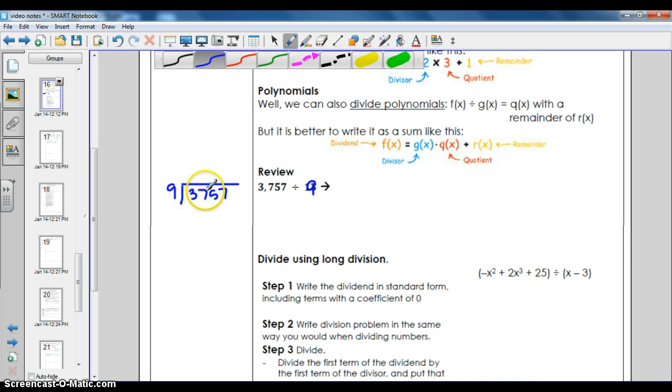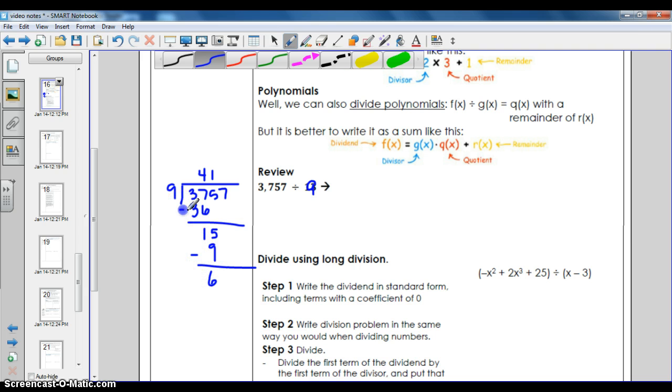All right, so what we want to do is, can 3 be divided by 9? No. Can 37 be divided by 9? Yeah. 4 times 9 is 36. So we put the 36 down here and we subtract. 7 minus 6 is 1, so we bring the 1. We can't divide 1 by 9, so we bring the 5 down, the next number. Can we divide 15 by 9? Yeah. We can divide it 1 time. So we put the 9 down here and we subtract. And then we get 6.